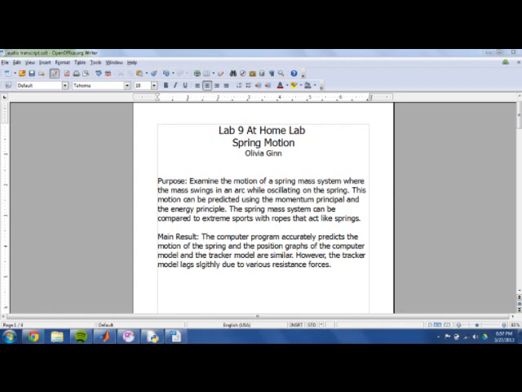The spring mass system can be compared to extreme sports with ropes that act like springs. As a result, the computer program accurately predicts the motion of the spring, and the position graphs of the computer model and the tracker model prove to be similar. However, the tracker model lags slightly due to various resistance forces.